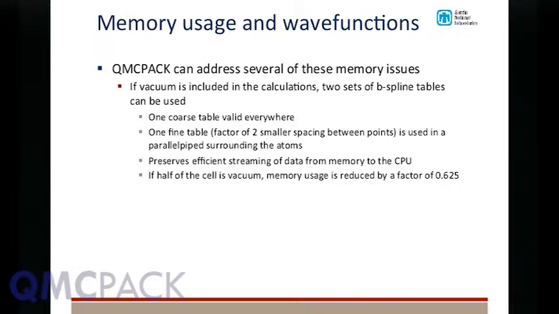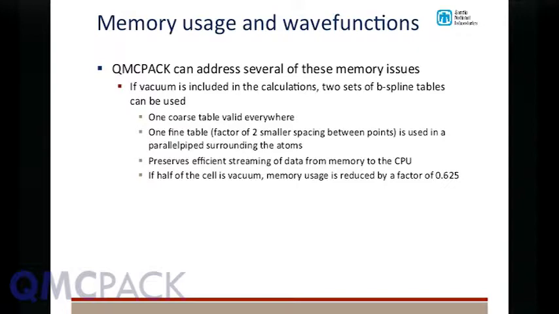So QMCPACK does have ways to address a lot of these memory issues. For instance, I mentioned the case of vacuum. If I'm going to use plane waves to represent a molecule or a surface or something like this, we've got a thing in the code where you can use a coarse table that's valid everywhere. So I basically set the spacing really large. And then I say, OK, it's only near my atoms where I'm going to need a fine table that accurately resolves the features of the wave function.